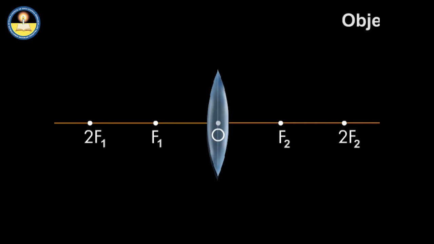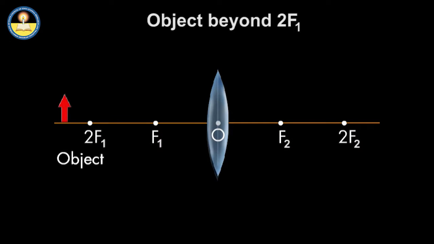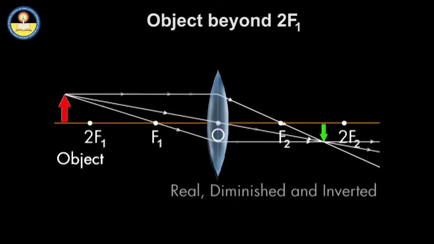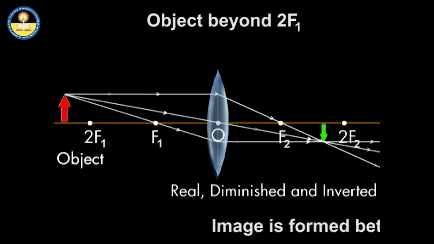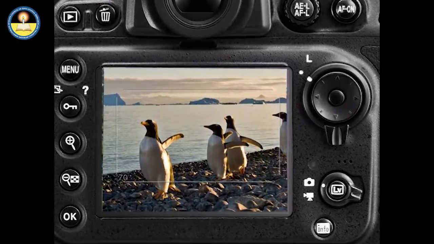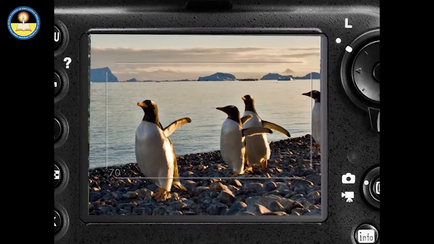When the object is placed beyond 2f1, the ray which passes through the optical center after refraction moves without any deviation, and the ray which is parallel to the principal axis after refraction passes through the second focus. And a real, inverted and diminished image is obtained between f2 and 2f2, as can be seen. This is the case of a camera lens when the object is not very far away from the lens.